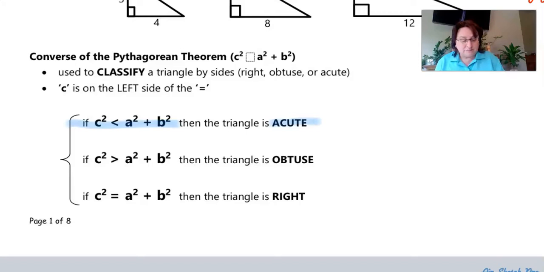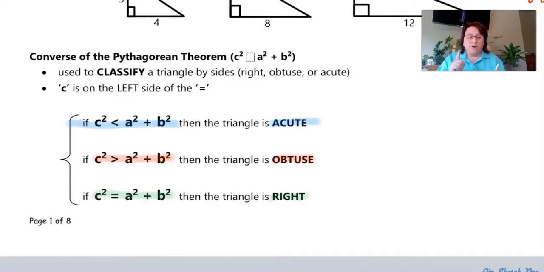Okay, and notice, guys, we just kind of talked about this. If c squared is greater than a squared plus b squared, then it is obtuse. Okay, and this is what we just talked about. If c squared equals a squared plus b squared, then it is a right triangle.